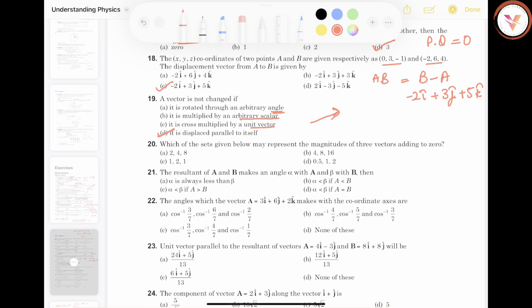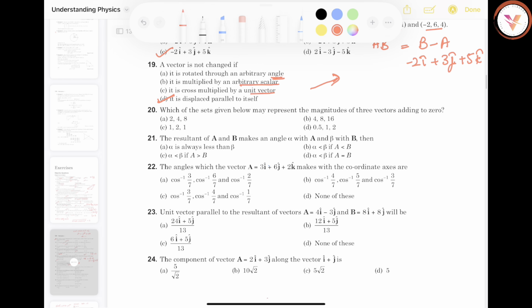Next is, which of the following sets given below may represent the magnitude of three vectors adding to 0?